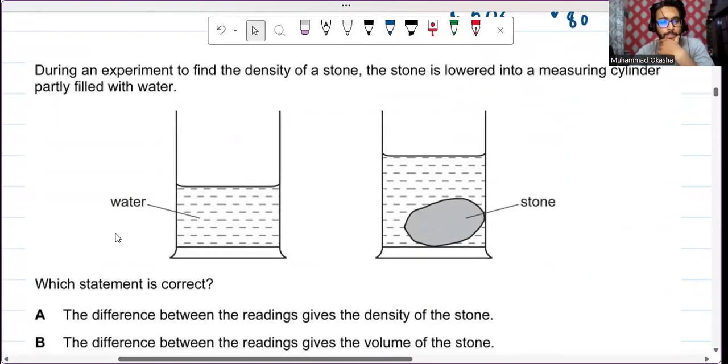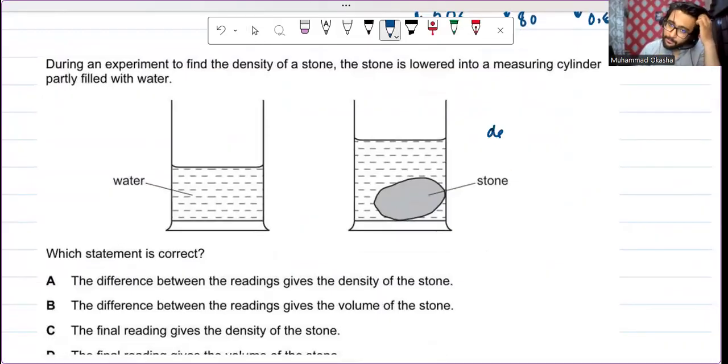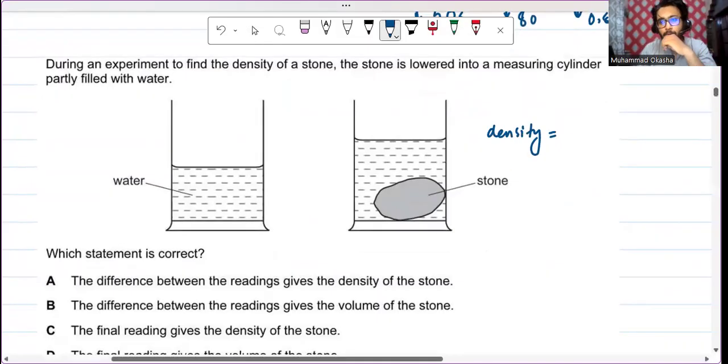Next, during an experiment to find the density of the stone. Density, basically the formula for density is equal to mass divided by volume.